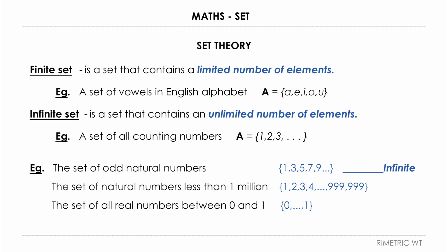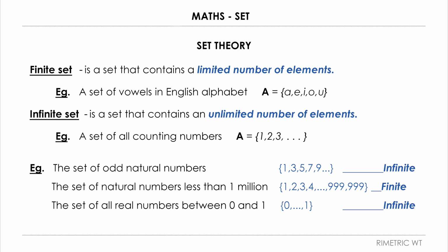The second example is the set of natural numbers less than 1 million. This set contains the natural numbers from 1 up to 999,999. Even though it contains a very large number of elements, every element can be counted, so it is a finite set. The third example is the set of all real numbers between 0 and 1, including both 0 and 1. Although the set has clear boundaries, there are infinitely many real numbers between 0 and 1. Therefore, this is an infinite set.